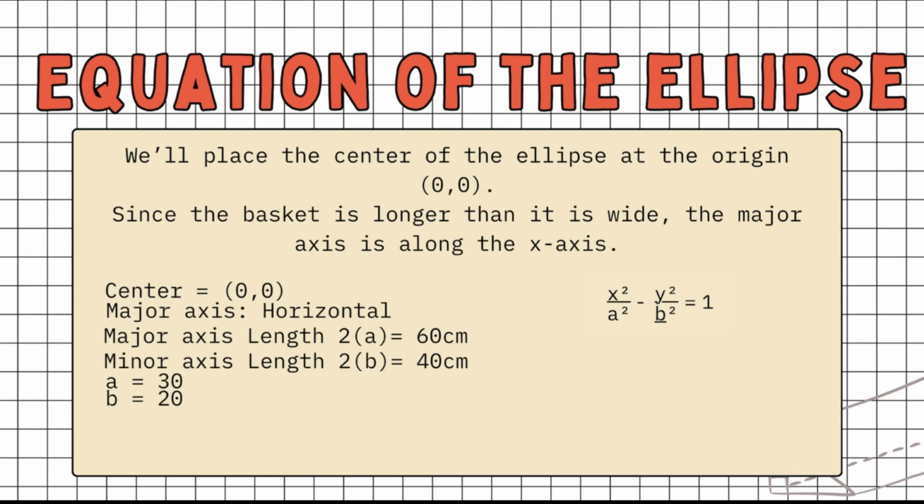So we substitute the values we found. So x squared over 30 squared plus y squared over 20 squared equals 1 is going to be x squared over 900 plus y squared over 400 equals 1. So that gives us the final equation.